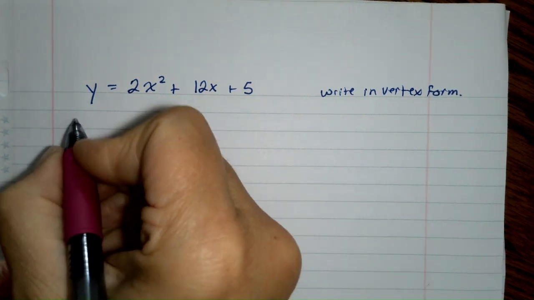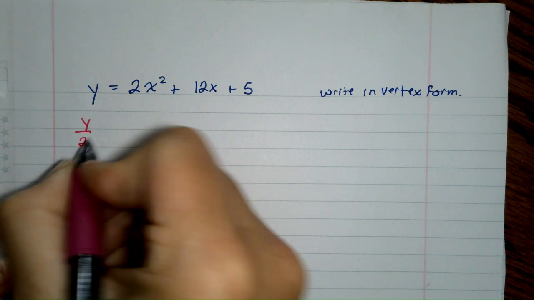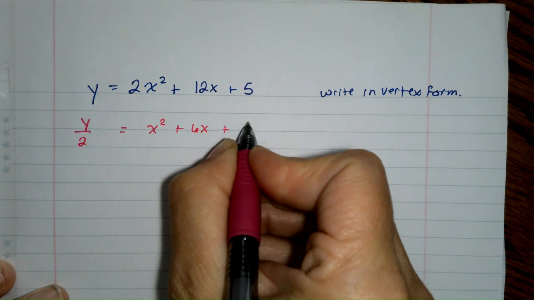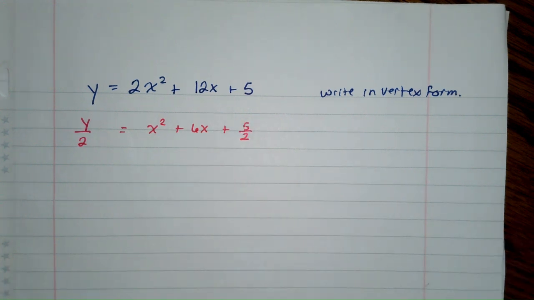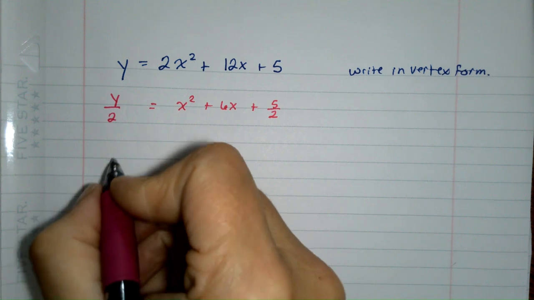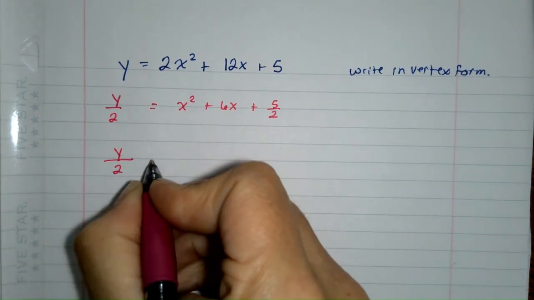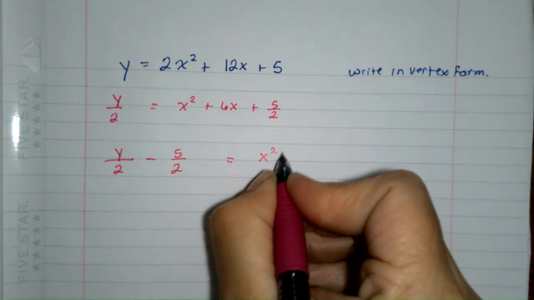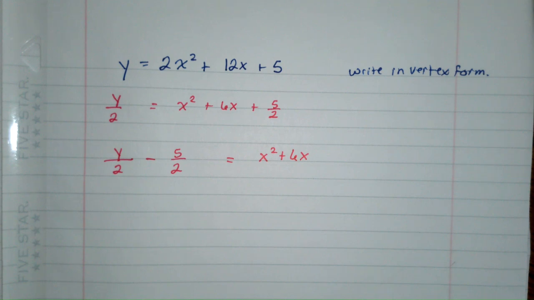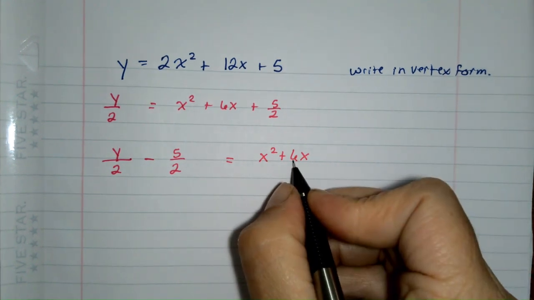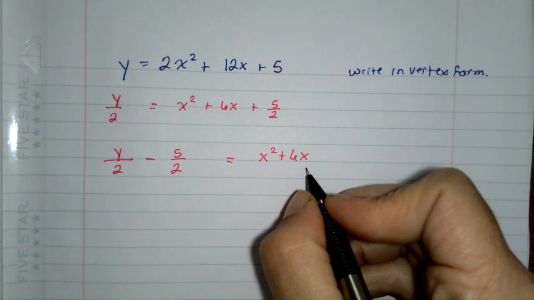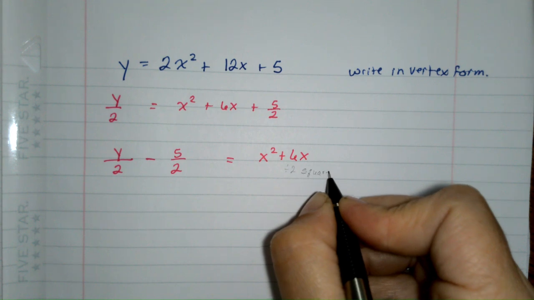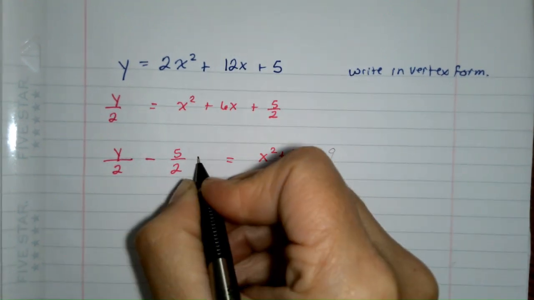So I'm going to divide everything by 2. I'm going to move this number by itself. It's in the same format, it's just flip-flopped. Okay, now I have to add that b value divided by 2 squared. So 6 divided by 2 is 3. And 3 squared is 9. So I'm going to add 9 to both sides.